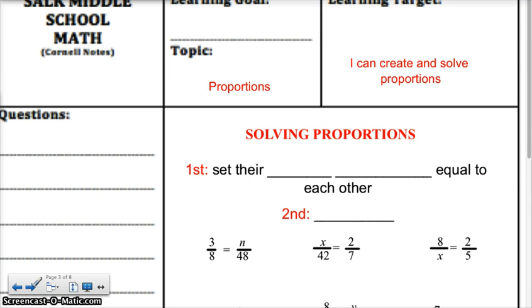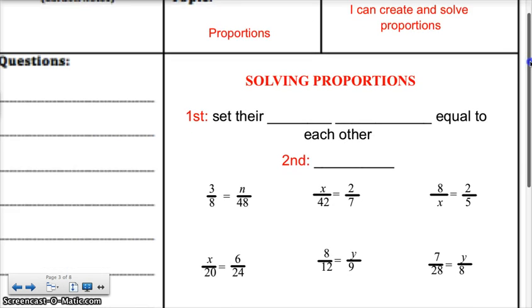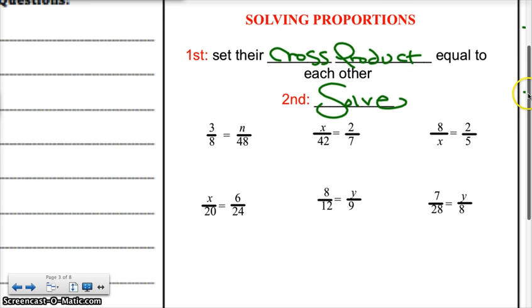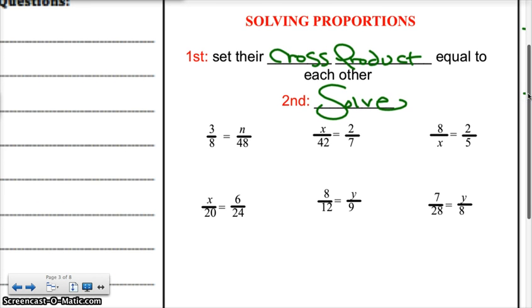Solving proportions. This is the algebraic representation. You set their cross product equal to each other first. And then lastly, you'll solve. So set their cross product equal to each other and then solve. The first three a lot of kids can do mentally. I'm jumping right to proportions, or setting the cross product, I mean.